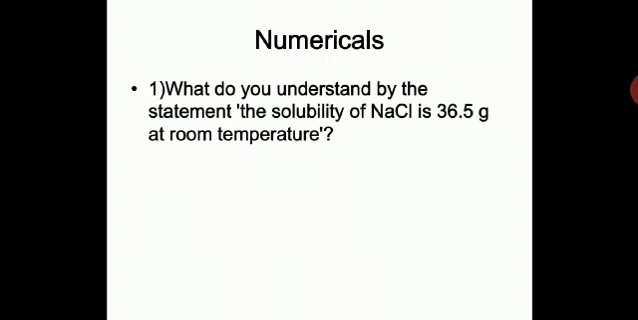What do you understand by the statement: the solubility of NaCl is 36.5 gram at room temperature? So you need to interpret. This is not a proper sum solving. It is an interpretation of the solubility statement given to you. So what do you interpret with this?